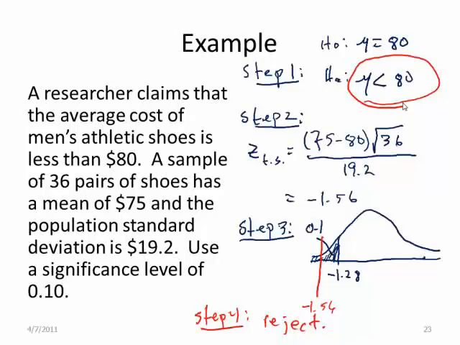Or you could say, at alpha equals 0.1, the data indicates, because that's really what's going on, the data indicates that the mean price of men's athletic shoes is less than $80.